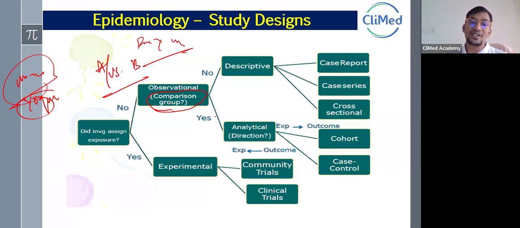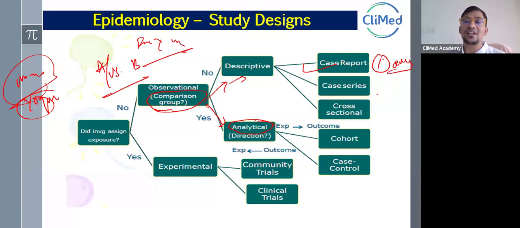So if you have the comparison group, then you will go to the analytical type of studies. And if you don't have the comparison group, you will go to the descriptive type of studies, because you don't have anything to compare. Descriptive studies are like a case report with only one case. You will be analyzing the entire case. You don't need to compare anything.